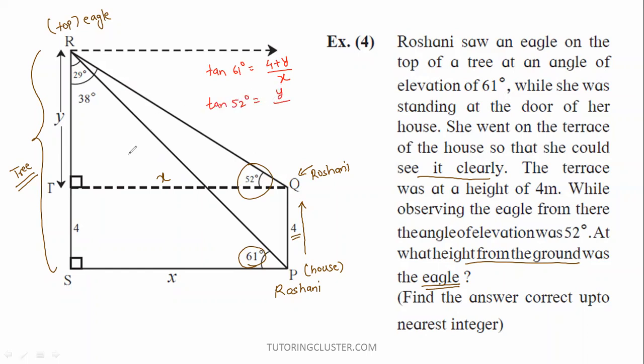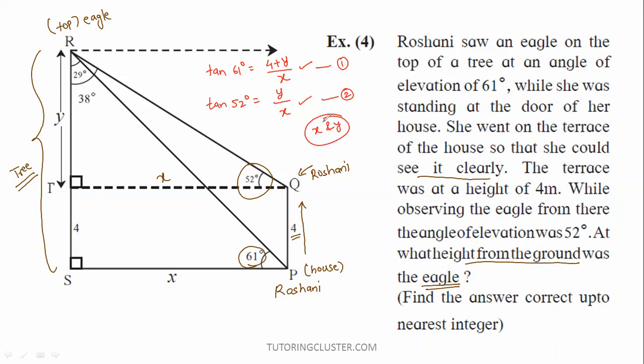Y divided by x. So there are two equations, equation 1 and equation 2, and there are two unknowns. What are the unknowns? X and y. So two equations, two unknowns. You can easily get x and y.